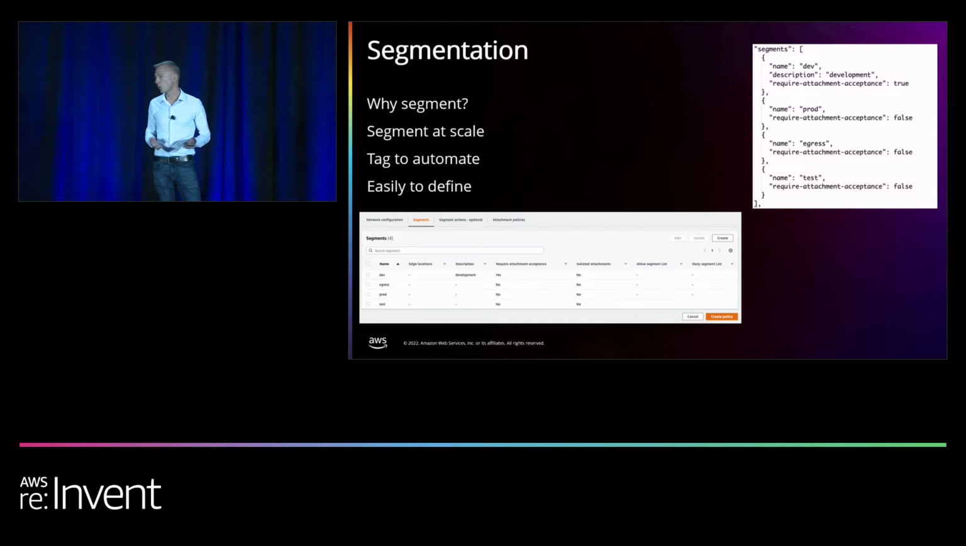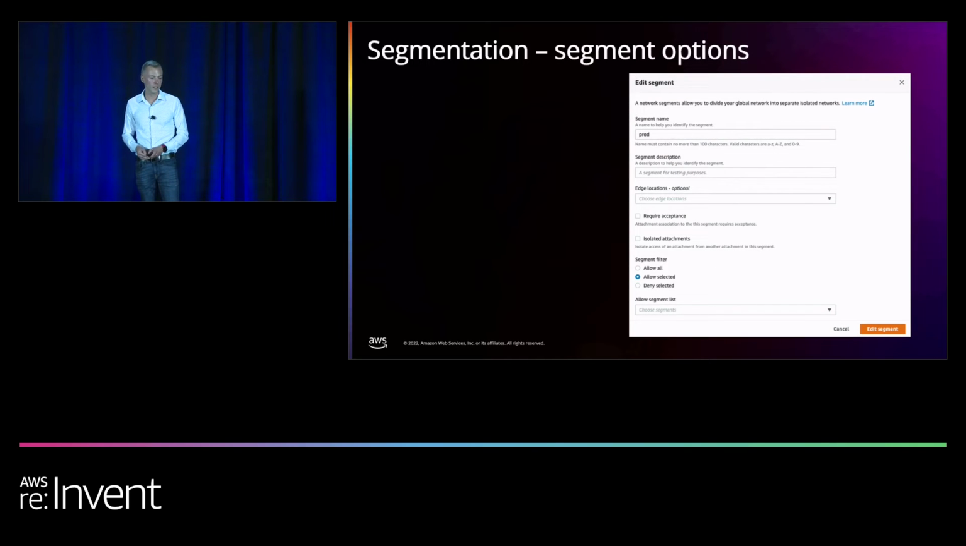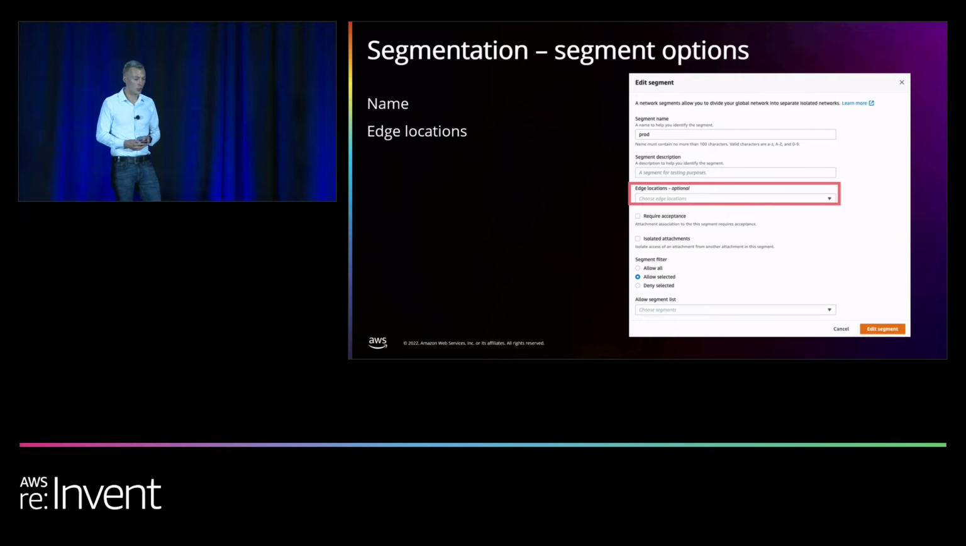This also works through our console, so you can go in and visually edit these policies and define all of this through a simple GUI very easily. If we think about some of the segmentation options here, this is a view from the console. It could also be a JSON document as well. Here we specify a name. I'm calling this prod. And then we specify an edge location.